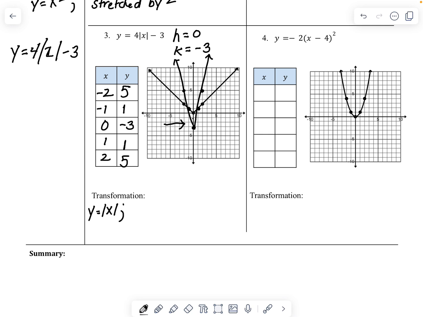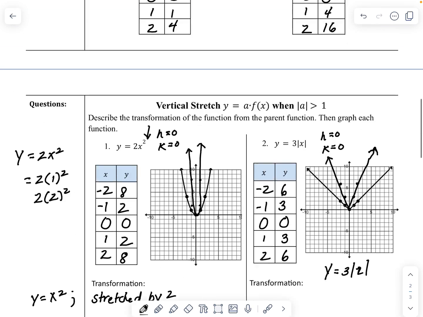So we shifted down. I'm going to write the stretch first. So first we stretched by a factor of 4, and then we shifted down 3. Okay. Now you try this last one. Please come to me if you have any questions.